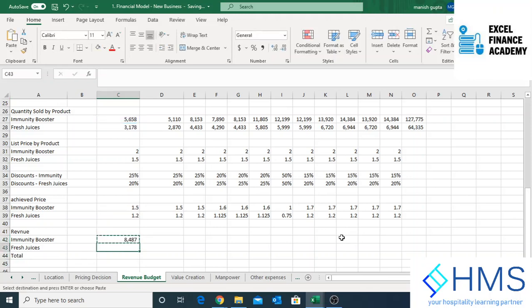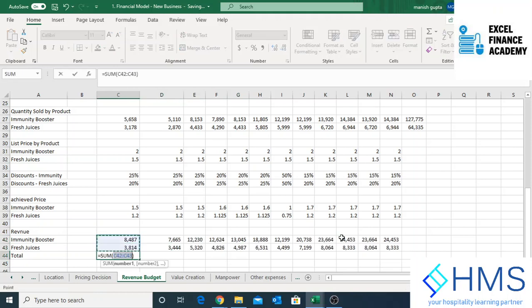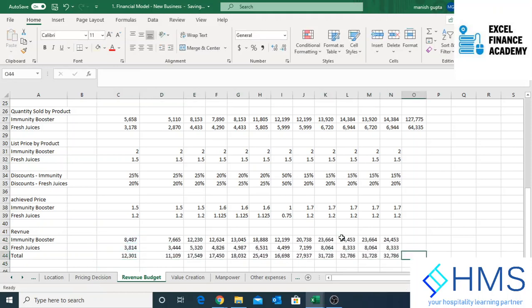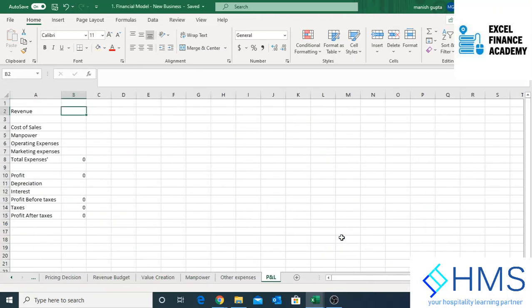You don't have to round it off. You can leave it if you wish. If you want to round it off, you can round it off. There is no problem with that. So this is going to be your first month revenue. So now we can plot it into our revenue budget.